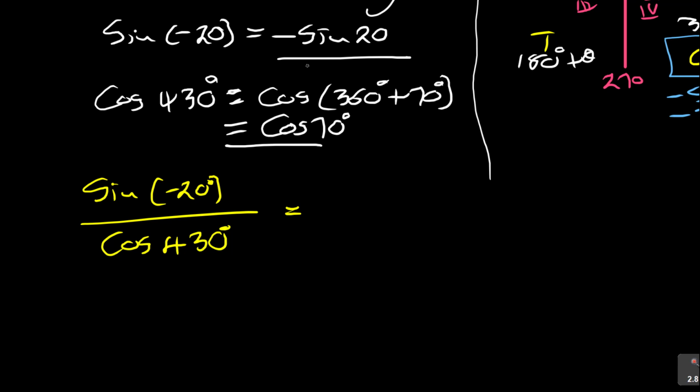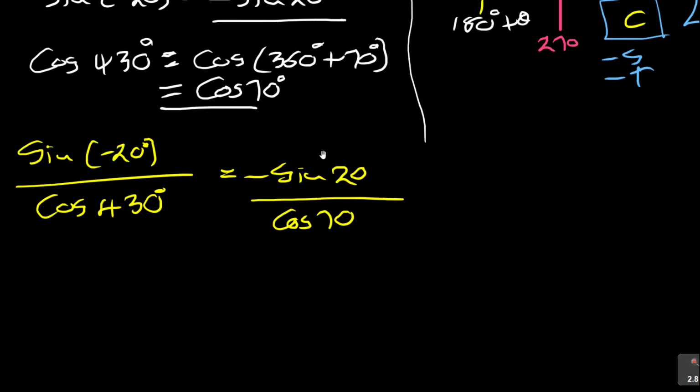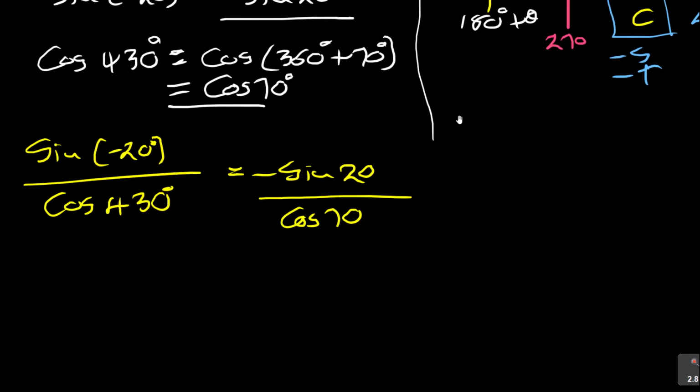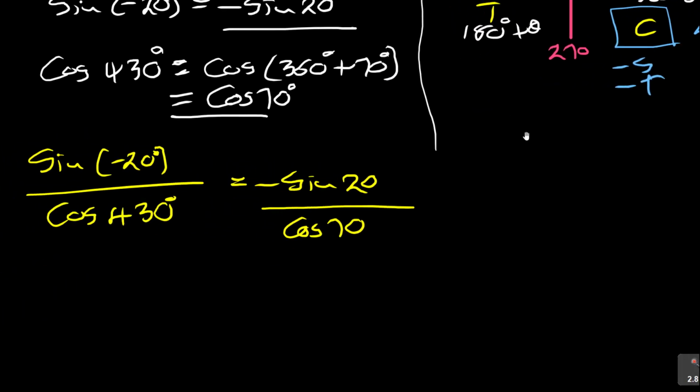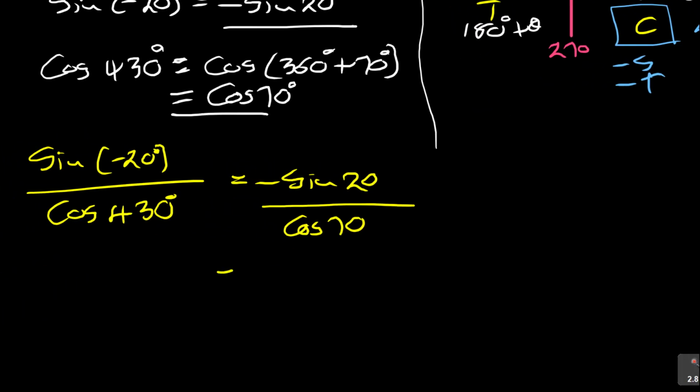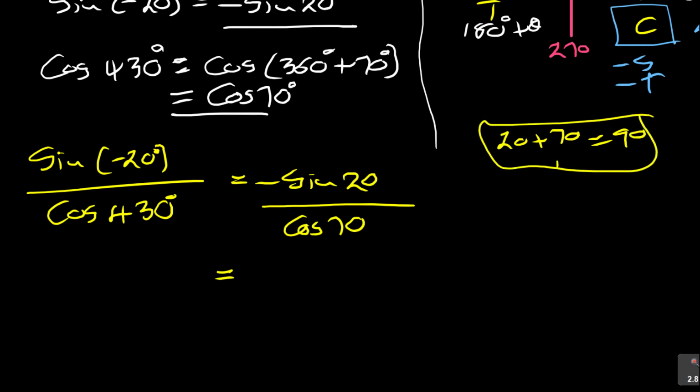We said this is negative sine 20 over cos 70. I see what I'm having here. So here you can see the negative is already there for our -1. How do we get to -1 here? What you do, you look at the 2: if I say 20 plus 70, it gives you 90. This must tell you that when you add the 2, you are dealing with cofunctions.